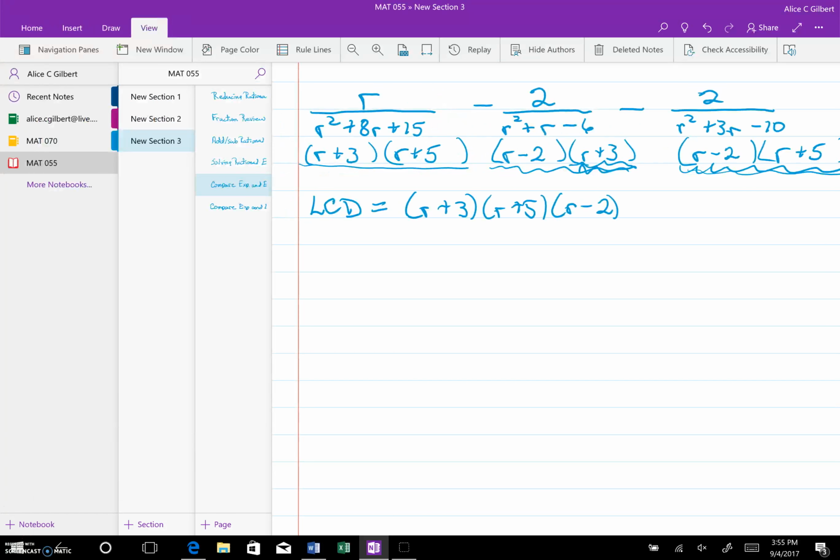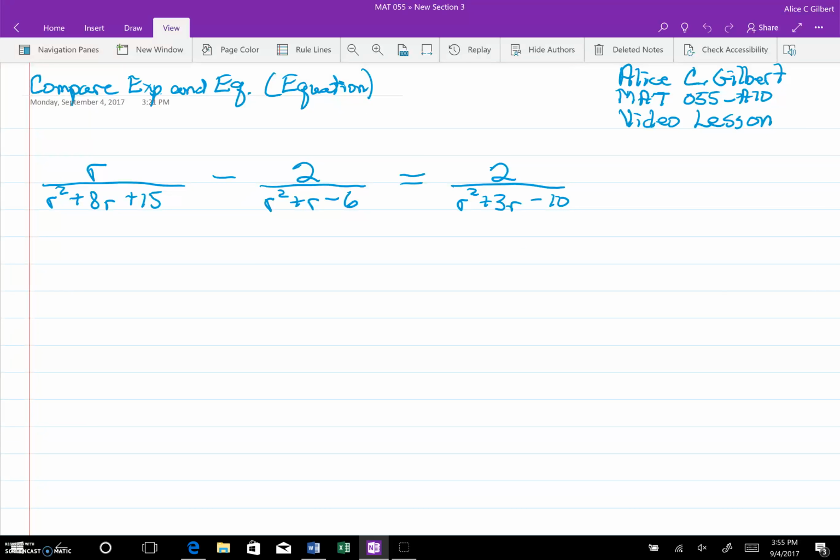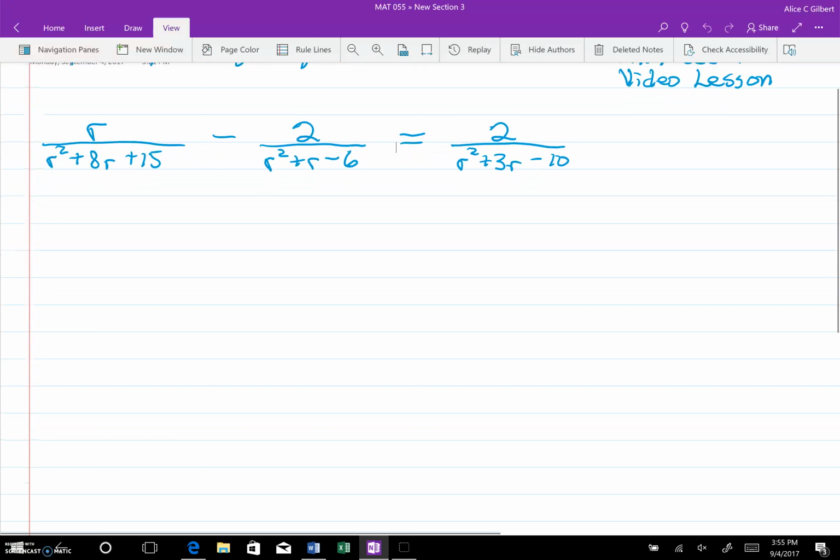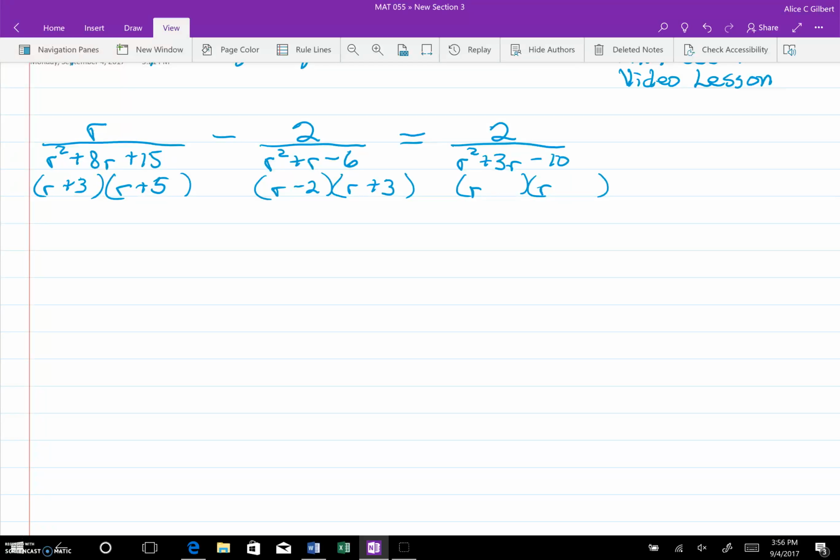Okay, now let's go to the equation. What's our first step? Well, guess what, guys? It's factoring all the denominators. So this one was plus 3 and plus 5. And this one is minus 2 and plus 3. And this one is minus 2 and plus 5. And now I'm going to create my LCM.